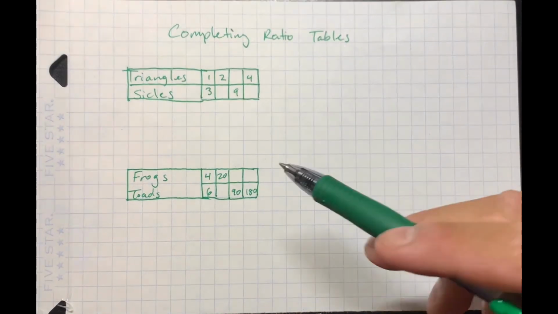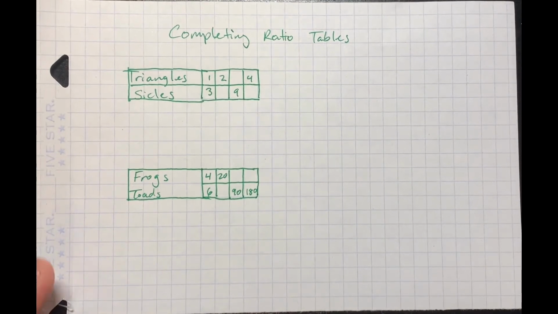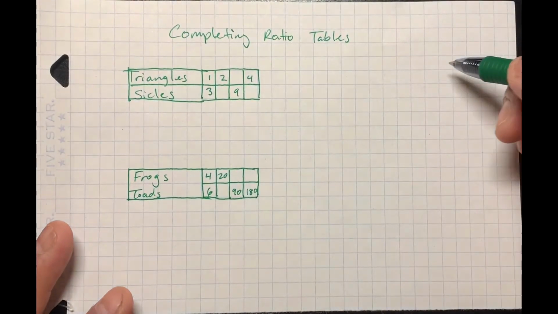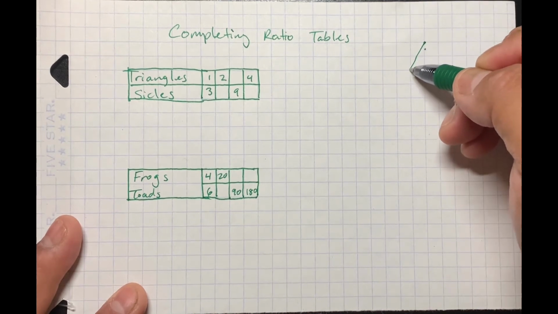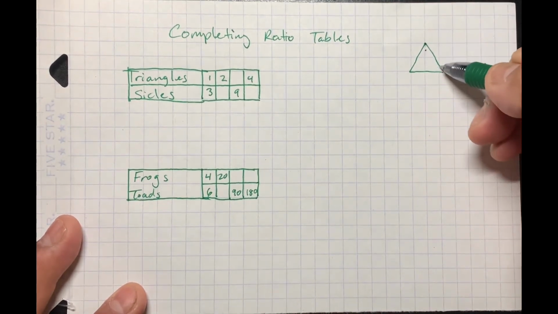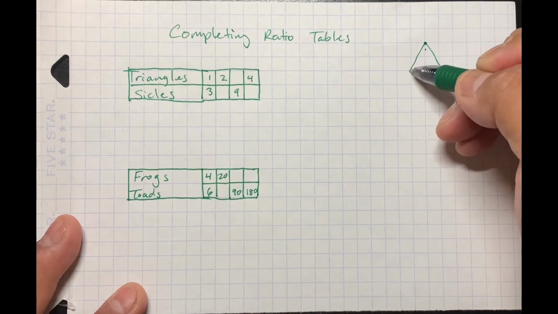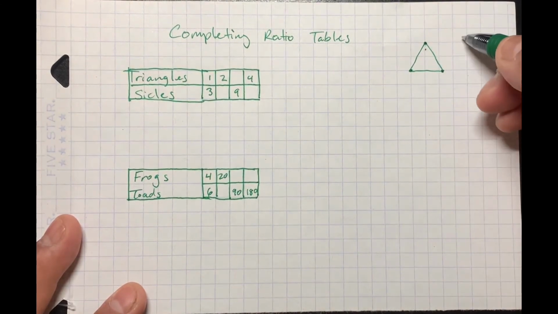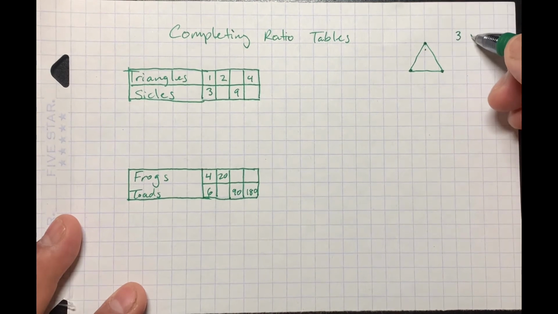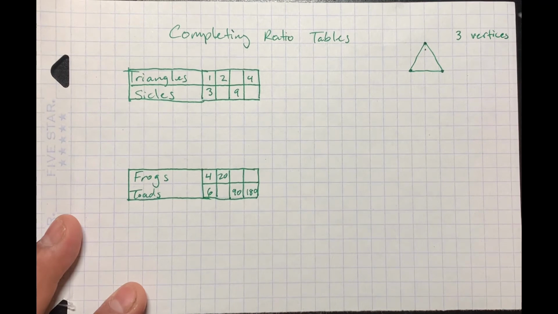Now we have triangles and sides. So let's talk about a little bit of geometry here. So a triangle, okay, a triangle. Well, how many points does it have? How many corners does it have? It has 1, 2, 3 corners. So we call those vertices. Okay.